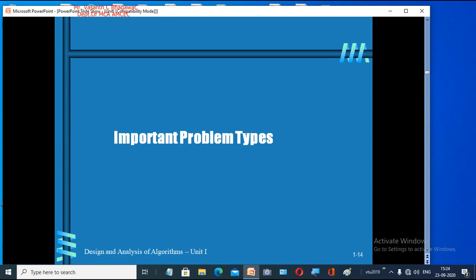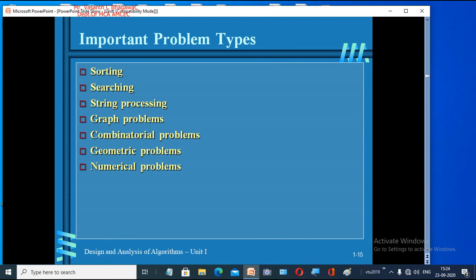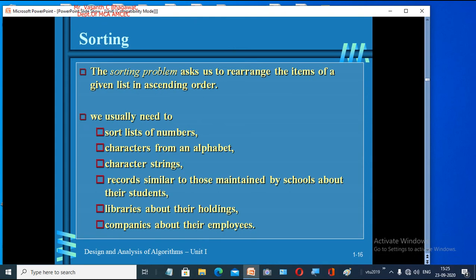Now what are these problem types? That means the areas from which we are going to pick problems in this course and try to solve them. These are some of the important problem types: sorting, searching, string processing, graph problems, combinatorial problems, geometric problems, as well as numeric problems. Sometimes in the examination, for short notes or 4 marks, they generally ask about the problem types.